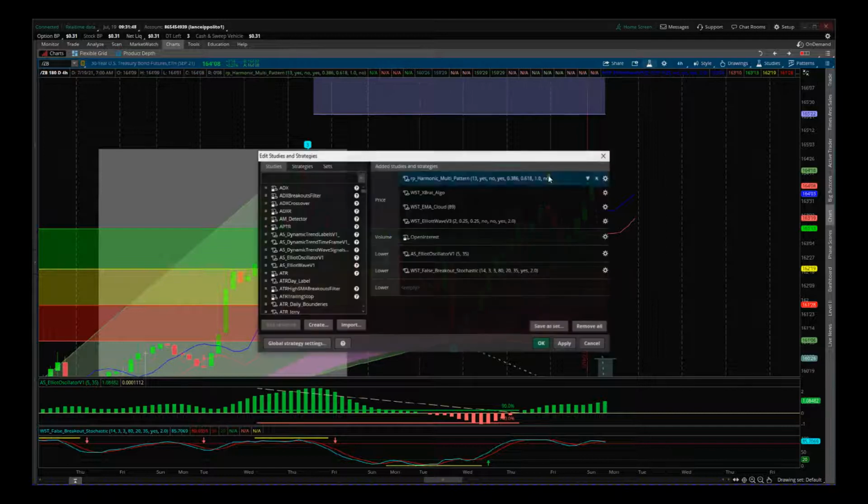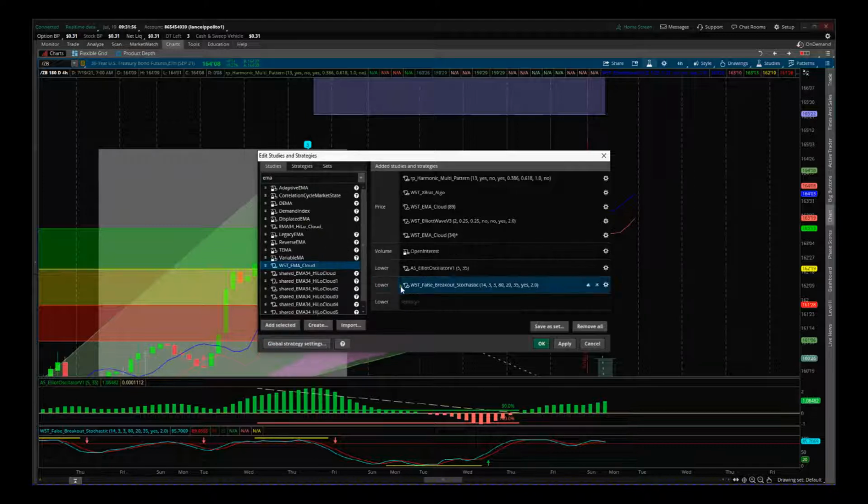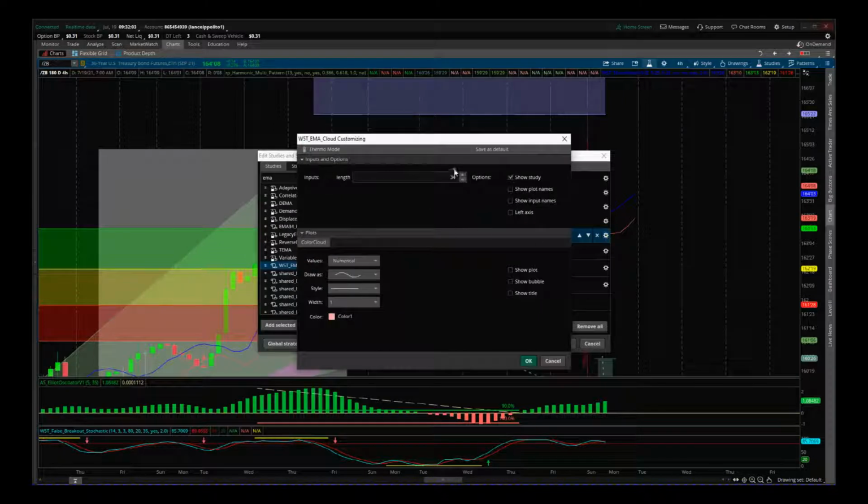So if I'm going to put that on here now, let me just put it on here, and then we put it on in a different color. Let's make it white.